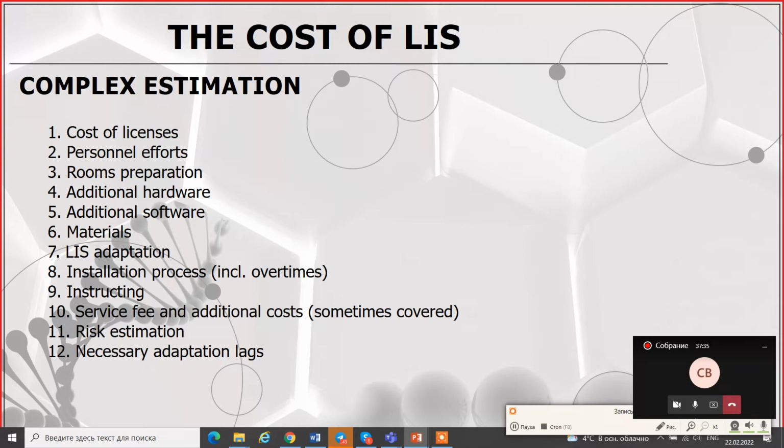And the risk estimation, because a lot of risks have a monetary dimension, and you have at least to be able to have ideas where you are going to get money if things go wrong, and you extremely fast will need this and that, and adaptation lags, of course.